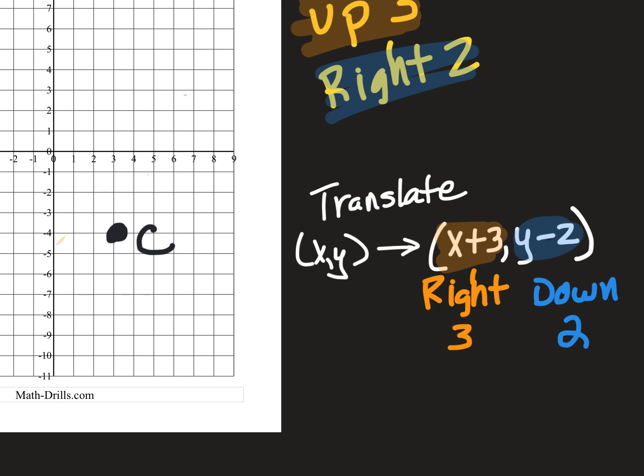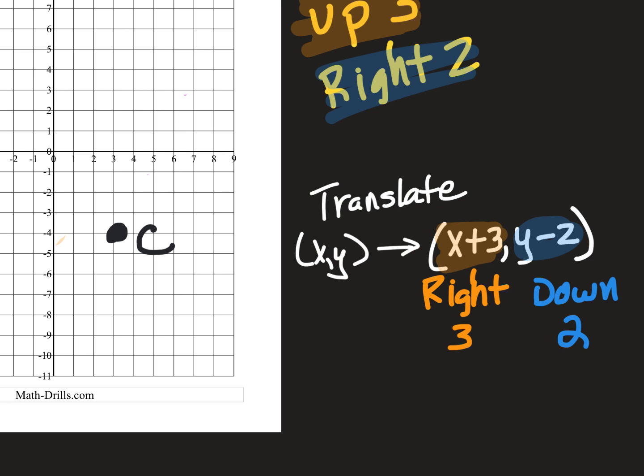Where do you think it's going to go? And let's use some proper labeling too while we're at it. What would the label look like? That's just as important so that you know which one is the original and which one has been moved.